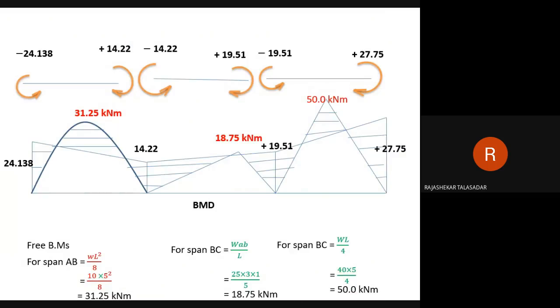Now the usual next step: mark the end moments, draw the bending moment diagram, superimposed by the free bending moment coordinates. I have given everything here: the end moments with sign, and the free bending moment values for spans AB, BC, and CD, which is WL by 4 for the last span CD. I need not repeat how to draw the bending moment diagram, as I have already explained it for many problems. Is it okay? Okay, sir. Very good.